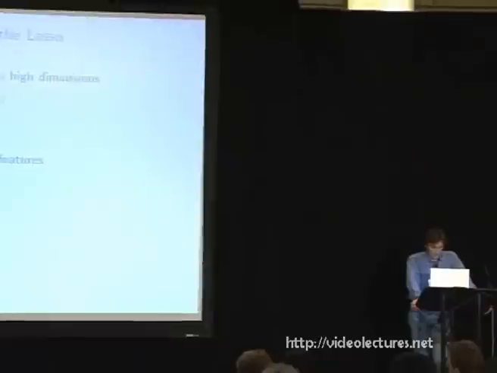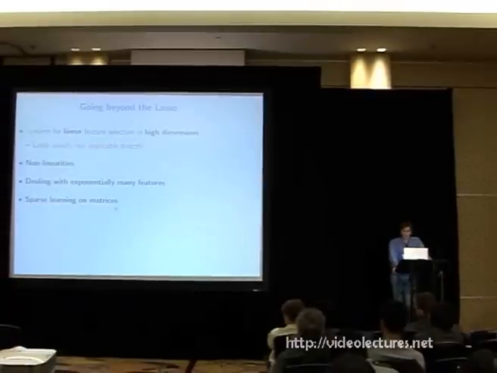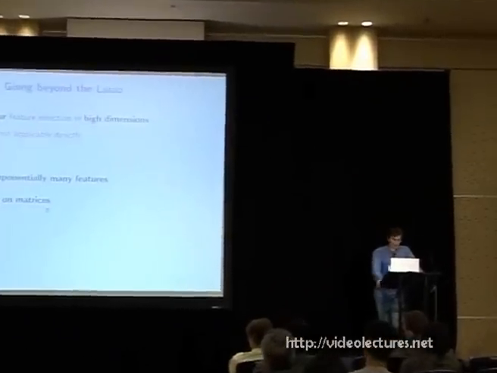Then I will go over trying to go beyond the lasso, because I personally think that applying the lasso directly is almost never useful, in the sense that you only have a few linear problems in machine learning, and you really want to be able to go beyond that. And I will consider first non-linearities through adding kernels, then trying to see if you can actually deal with exponentially many features. Can you really run an algorithm where log p equals n? And then I will consider the topic of sparse learning on matrices.